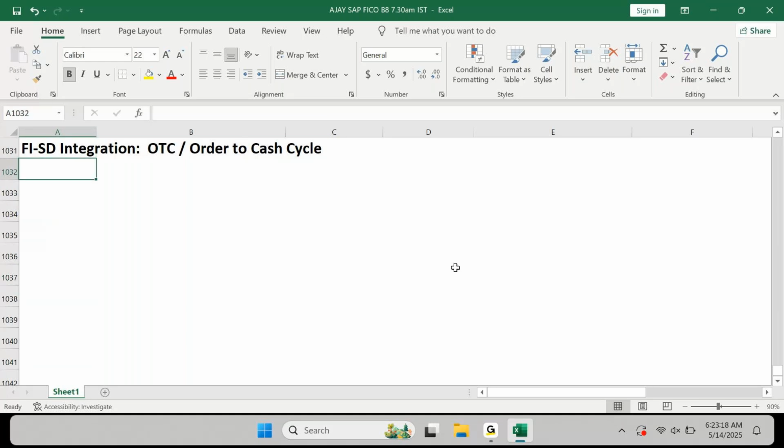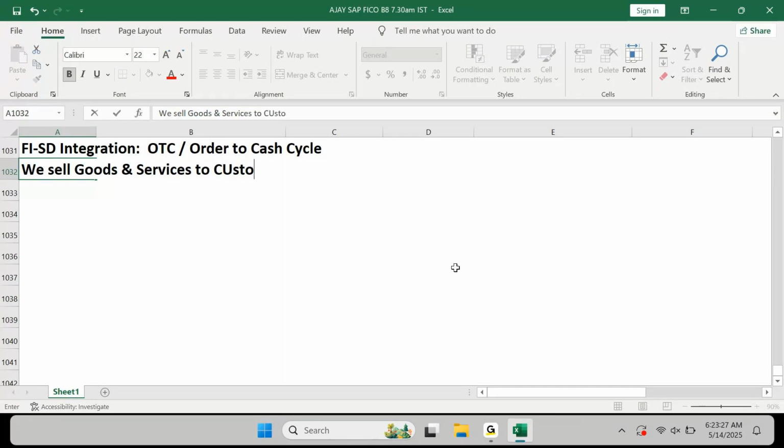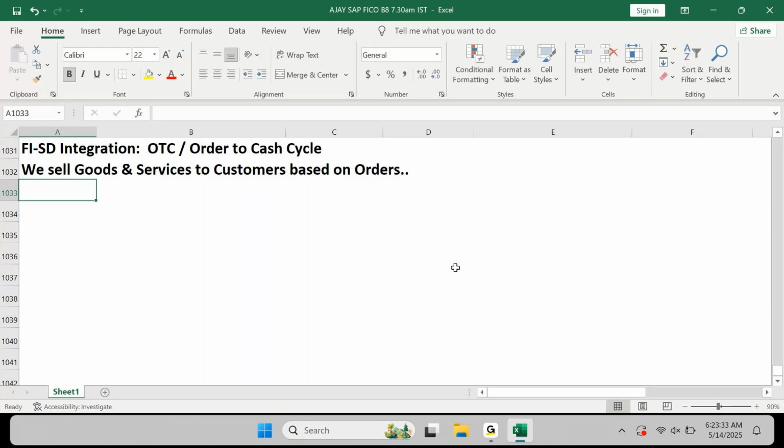Now, we sell goods and services to customers based on orders. Is this correct? Yes, sir. You will be selling goods or services to the customer only when you receive an order. It is not like you keep a store and people walk in; nobody will do it. Every customer will place an order. Based on the customer order, you will decide whether to sell or not to sell.